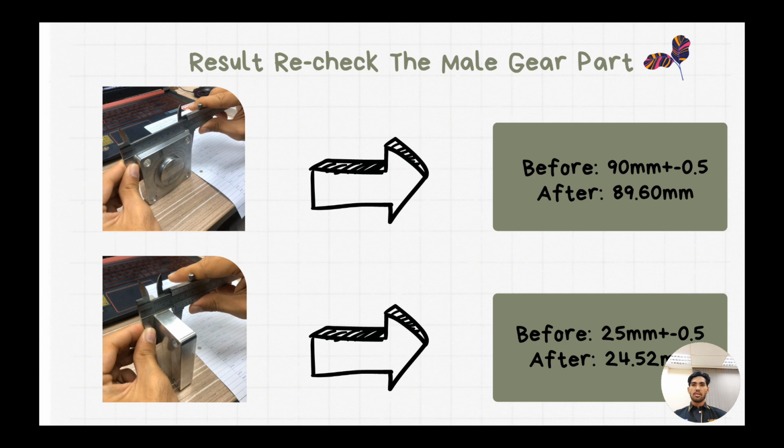In this slide, I will check the length of the entire mold and the height of the entire mold of the male gear part. The dimension before is 90 millimeter and the dimension after is 98.60 millimeter. For the second picture, the dimension before is 25 millimeter and the dimension after is 24.52 millimeter. The tolerance for this project is plus minus 0.5 mm.